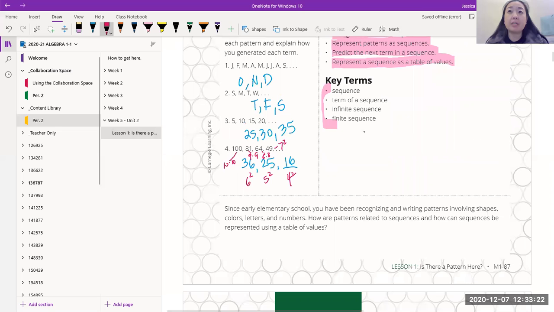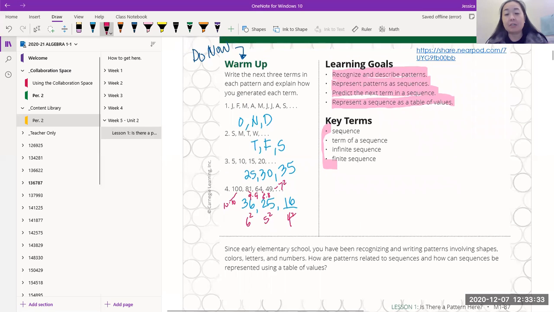And here are some of the vocabulary words used with these: sequence, term of a sequence, infinite sequence, and finite sequence. We're going to talk about the first two. The second two are going to be tomorrow.